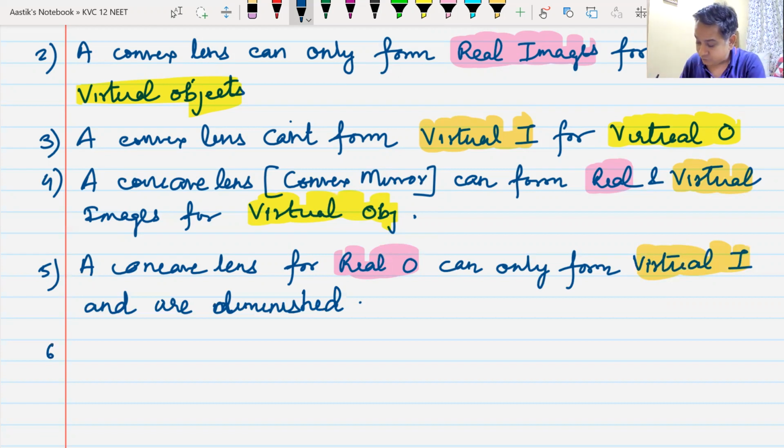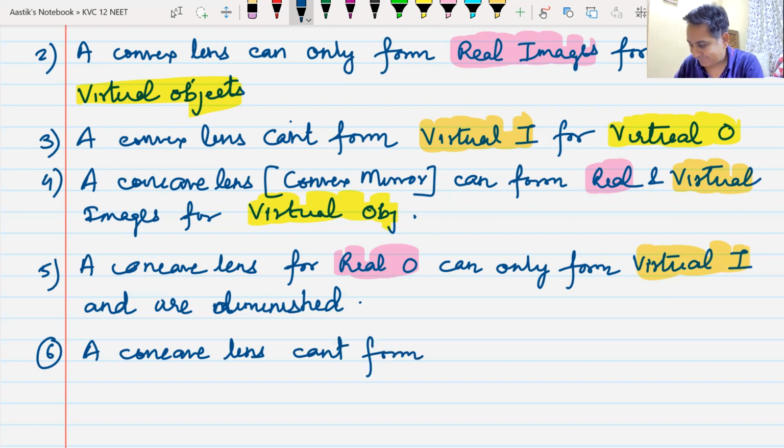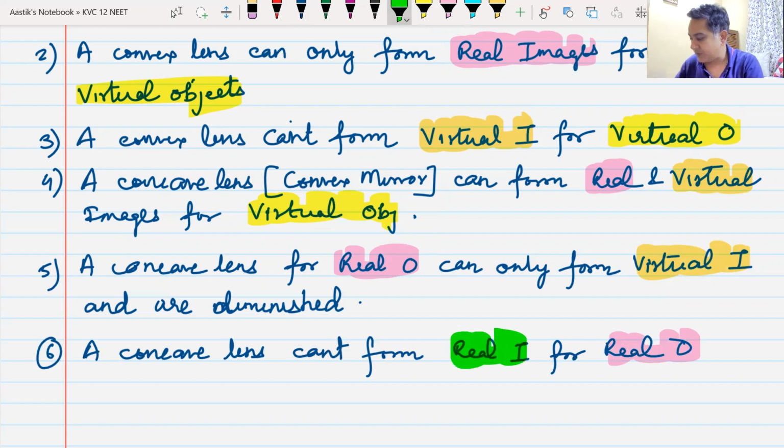Yes, sir. One thing it cannot do, what? Concave lens cannot form real images for real objects. Very correct. Real images for real objects, it cannot get you. Who can do that? A convex lens can do that. Do we understand this?